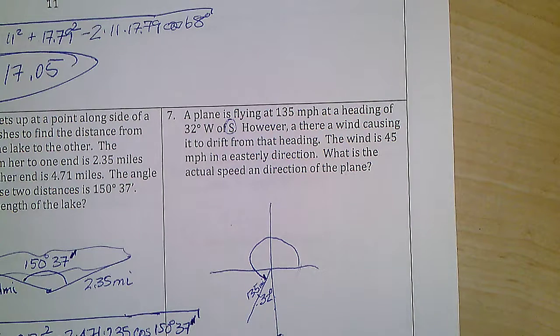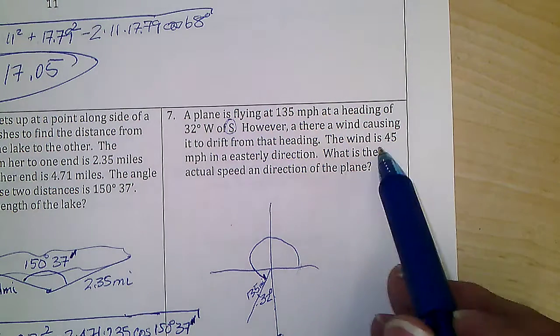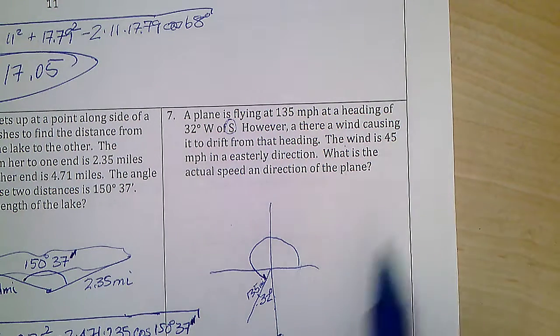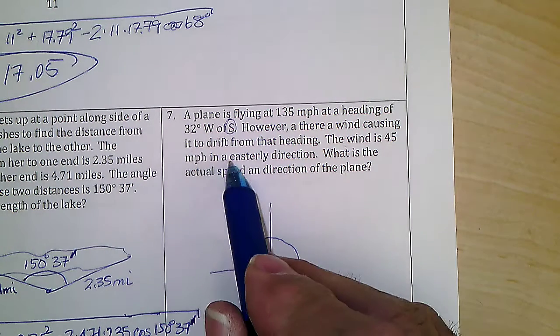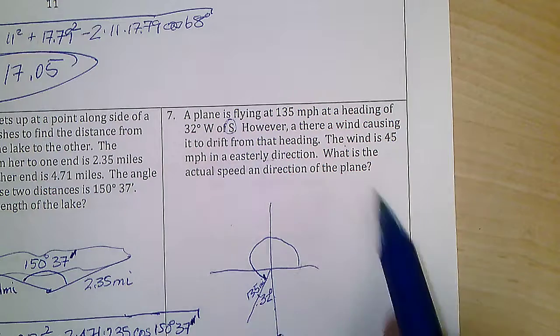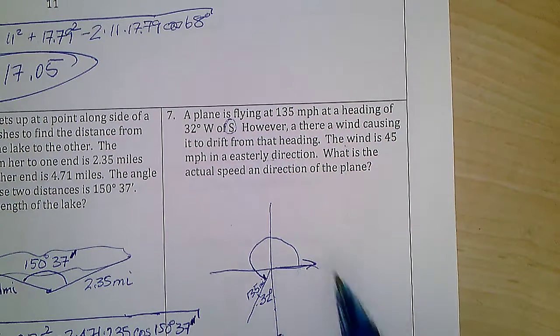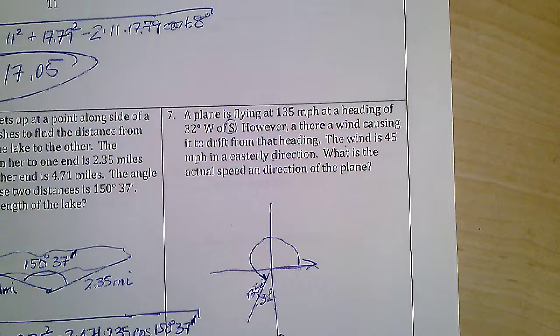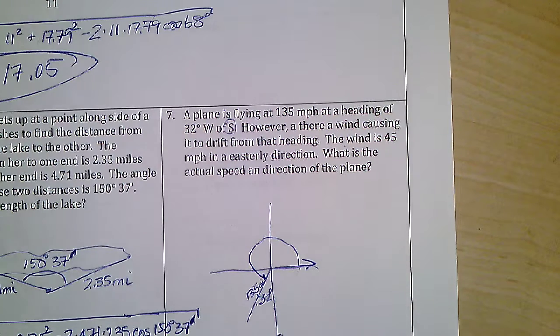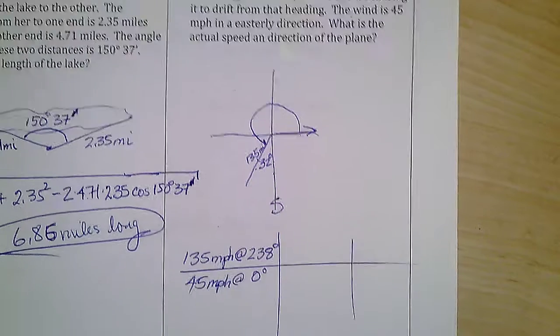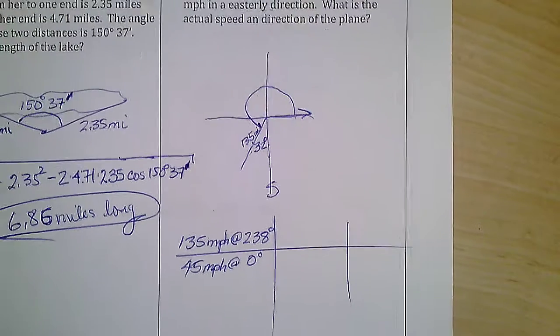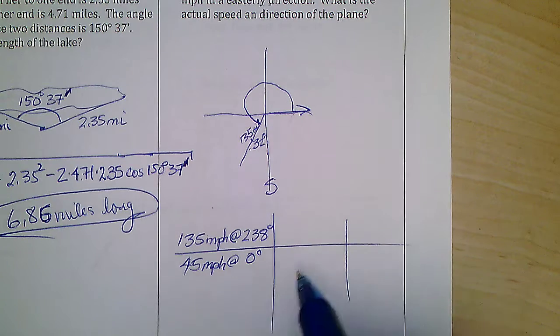And then the wind is 45 miles per hour. That's how big it is, in an easterly direction. So it's blowing to the east. That's at 0 degrees, 45 miles per hour to the east. East is 0 degrees in trig.